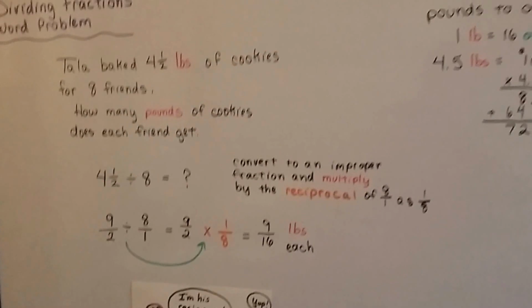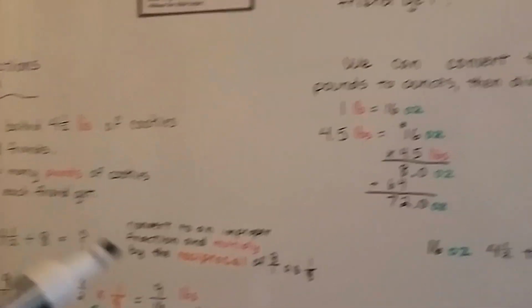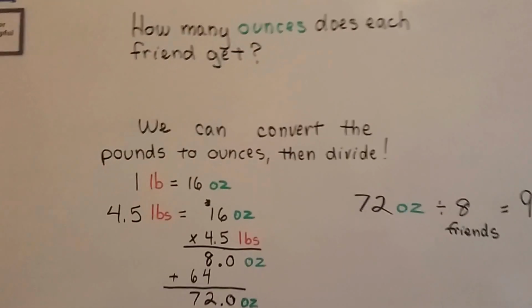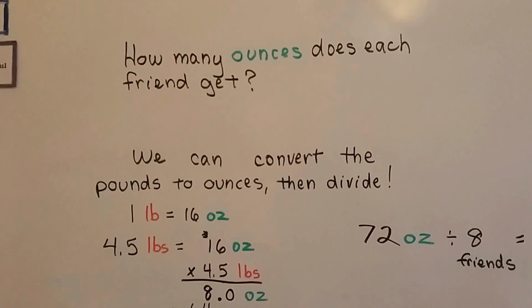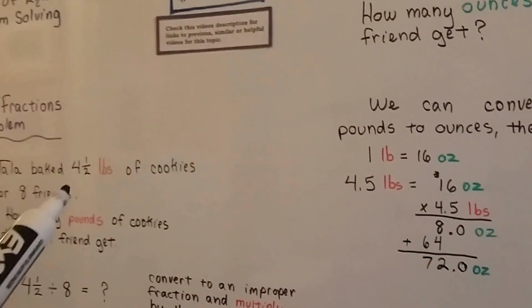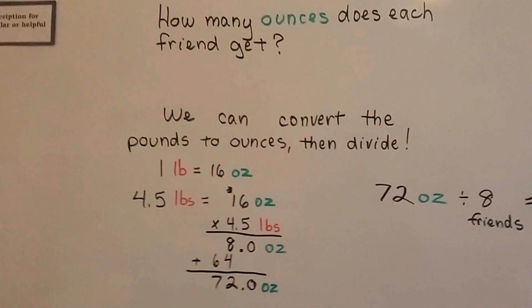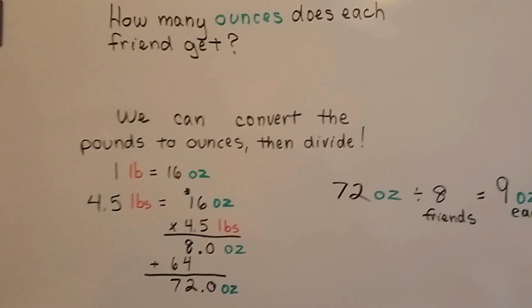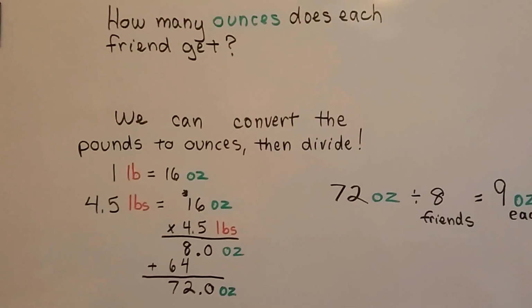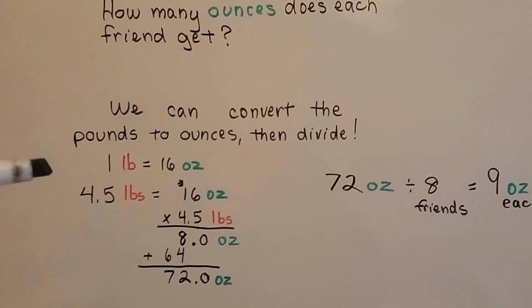Now, what would have happened if it said Tala baked 4.5 pounds of cookies for 8 friends? How many ounces does each friend get? Well, now we've got two different measurements. She's making 4.5 pounds, but we need to know how many ounces each friend is getting. We need to make it so that they're the same measurement. We need to turn the pounds into ounces. So we can convert the pounds to ounces and then divide.